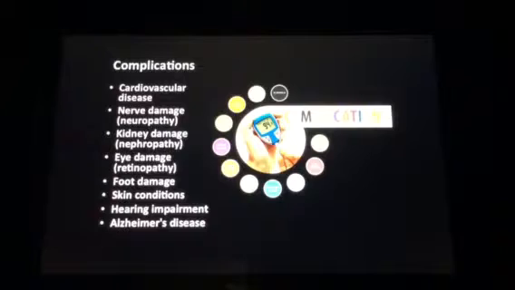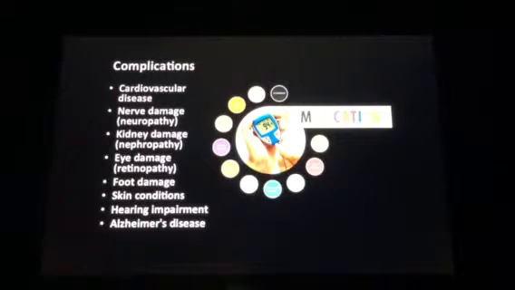Now, here's the shocker. Alzheimer's disease. Alzheimer's disease is more common in type 2 diabetes, and the risk increases the poorer your blood sugar control is. You have a greater risk of getting Alzheimer's disease, and it's unexplained, but scientists are trying to find out why this is a complication of diabetes.